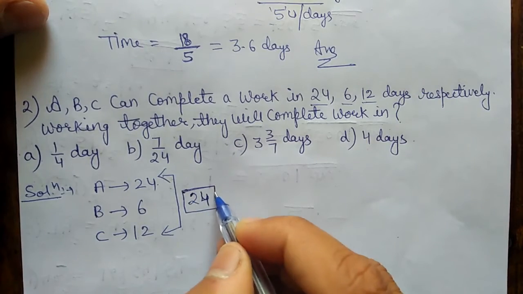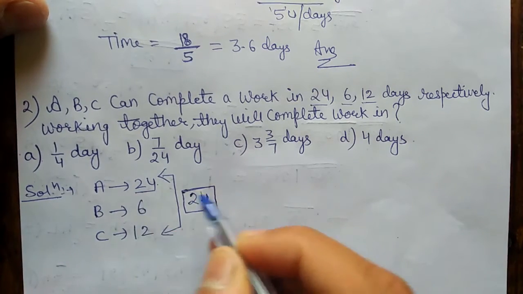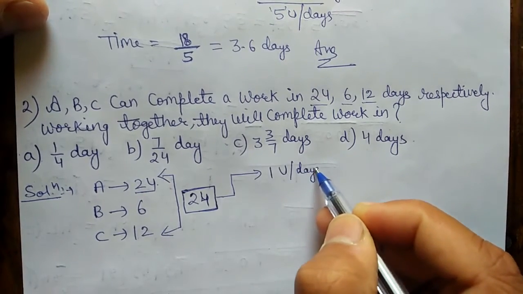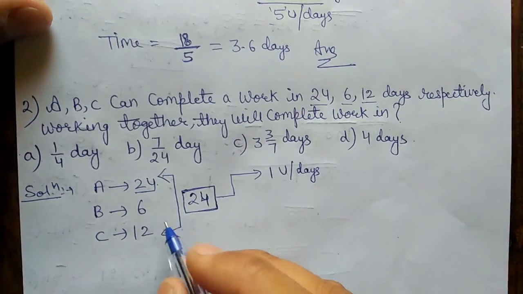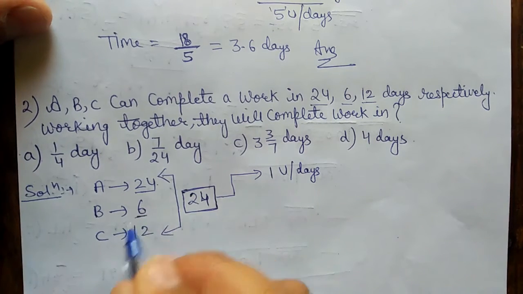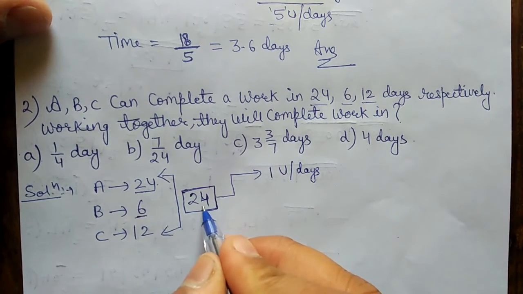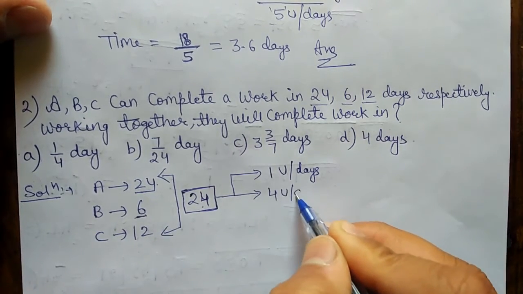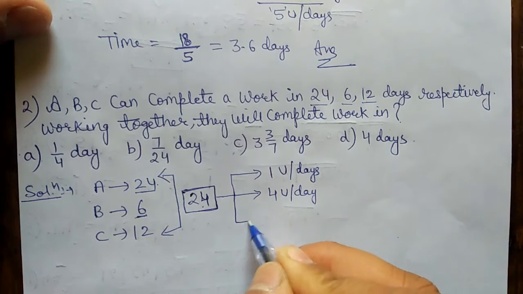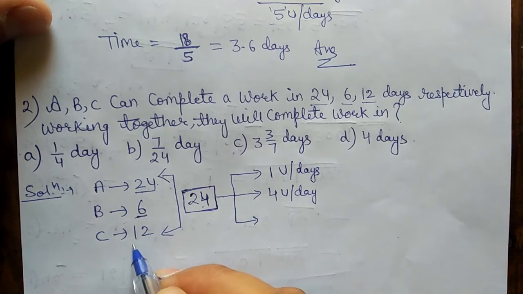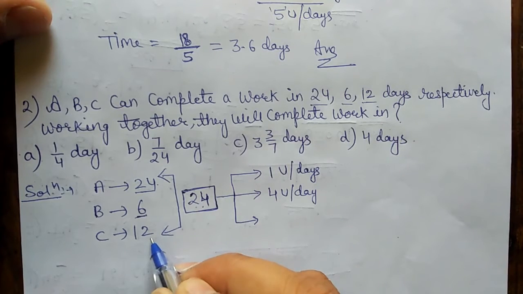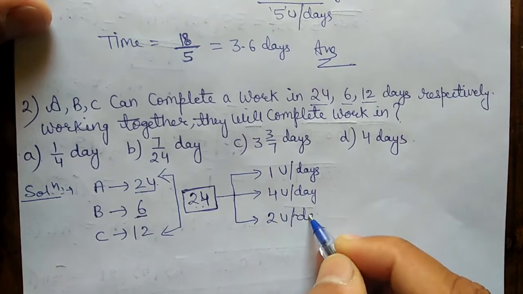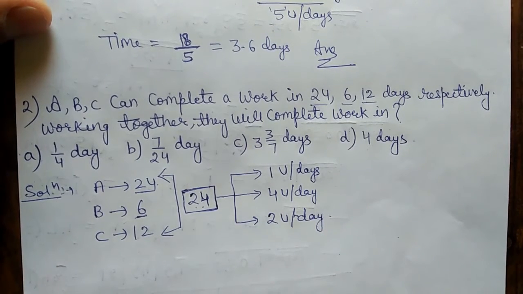If the total unit is 24 and A is doing it in 24 days, that means he is doing 1 unit per day only. Then only he will complete it in 24 days. And B is completing this work in 6 days, that means 24 units in 6 days, which means 4 units per day. And C is completing it in 12 days, 24 units in 12 days, that means 2 units per day.